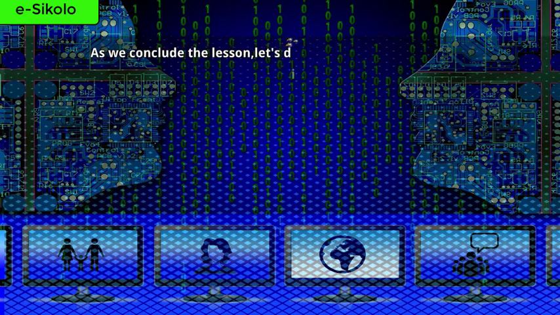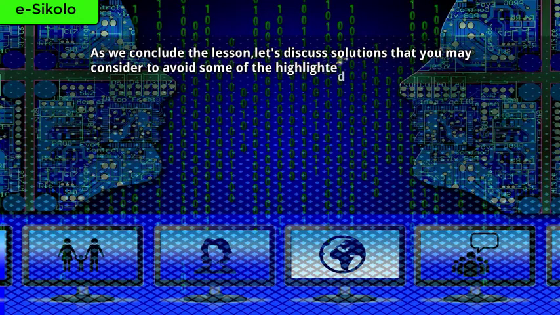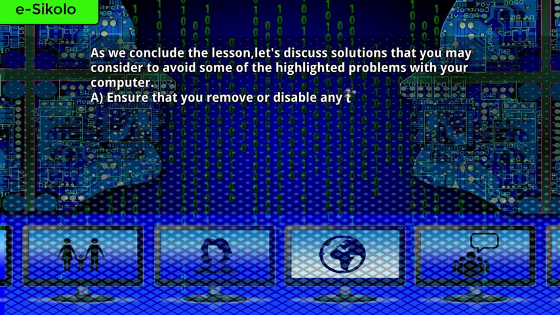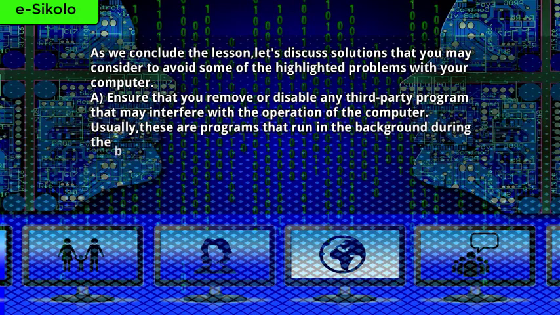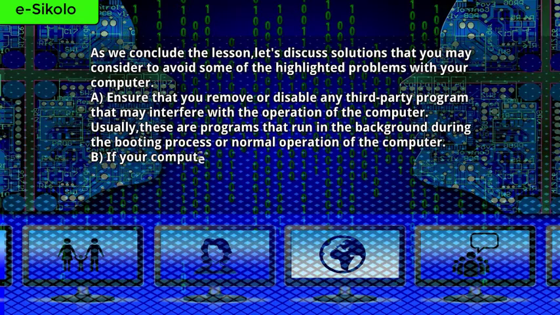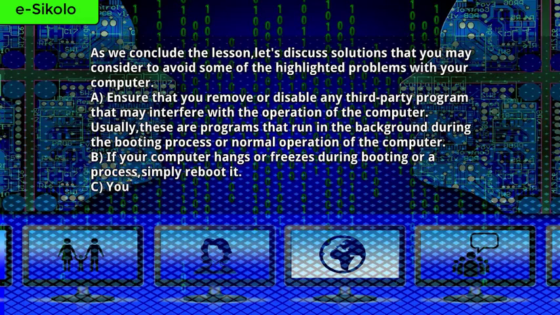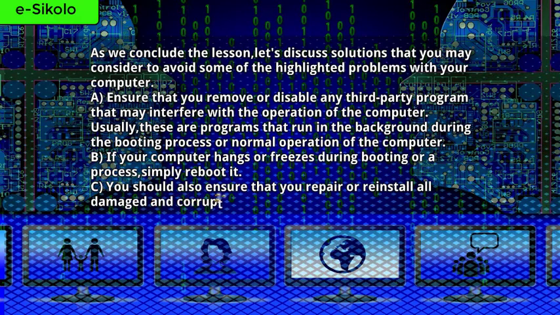As we conclude the lesson, let's discuss solutions that you may consider to avoid some of the highlighted problems with your computer. A. Ensure that you remove or disable any third-party program that may interfere with the operation of the computer. Usually, these are programs that run in the background during the booting process or normal operation of the computer. B. If your computer hangs or freezes during booting or a process, simply reboot it. C. You should also ensure that you repair or reinstall all damaged and corrupt files.